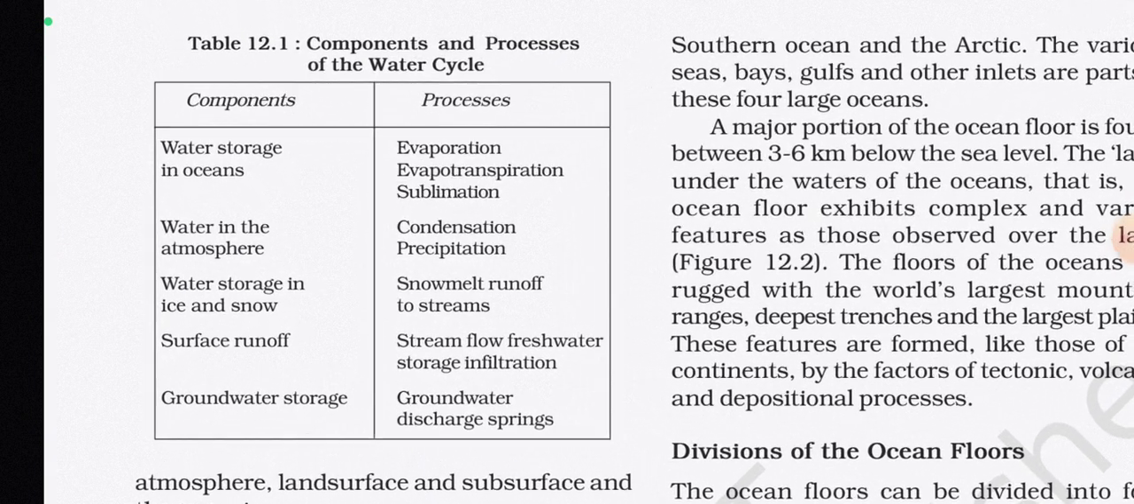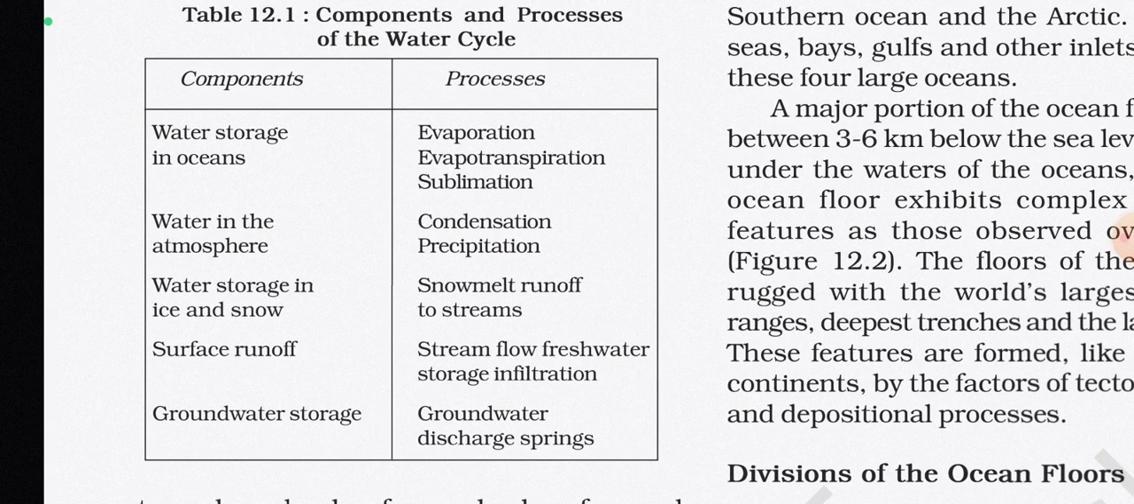Now, components and processes of the water cycle. Water storage in oceans, processes evaporation, evapotranspiration, sublimation, water in the atmosphere. Components, processes, condensation, precipitation. Water storage in the ice and snow, snow melt, runoff to streams, surface runoff, stream flow, fresh water storage, infiltration, groundwater storage, groundwater discharge, springs.